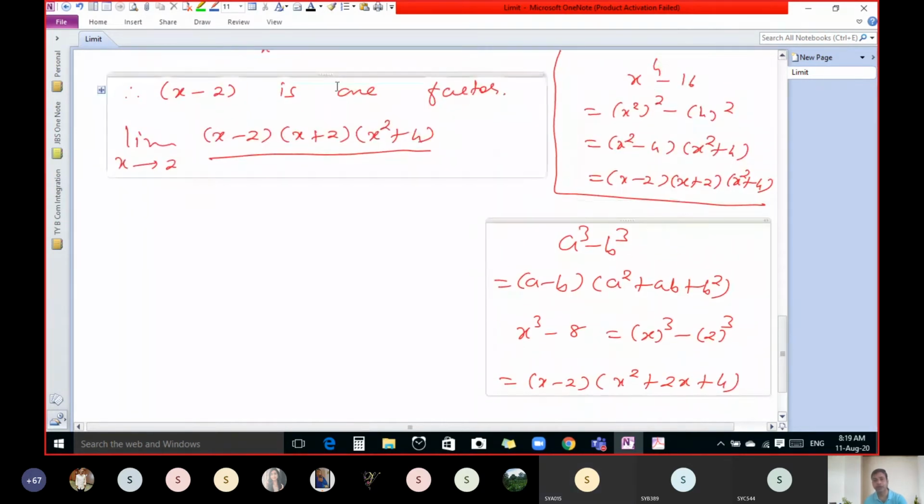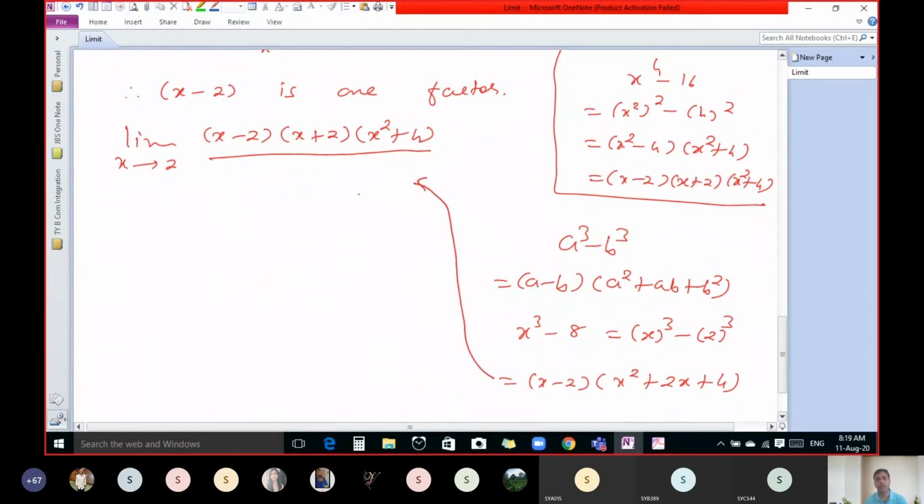This is the factor that you have to write here. So it is this you have to write here: (x minus 2)(x square plus 2x plus 4). So now we have a factor. Now listen, sometimes it's very difficult for many of the students to write the factor like this.